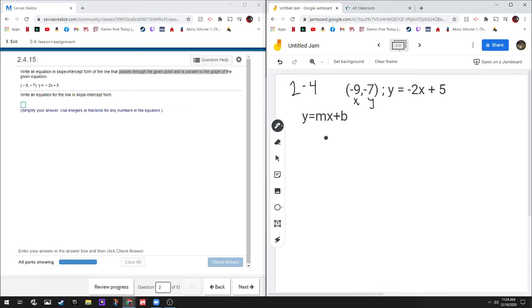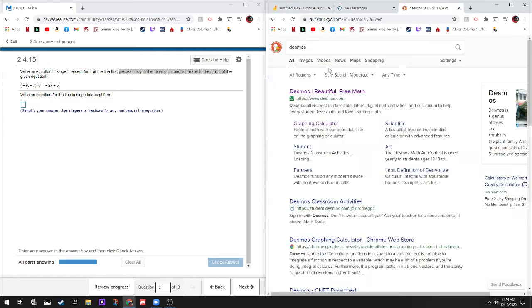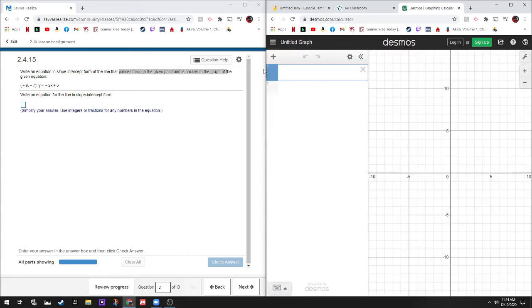So x is -9. We still don't know m, and -7 is y, and we still don't know b. But here's the other thing we do know. It says it's parallel to y equals -2x plus 5. Well, let's just examine really quick. How do I graph a line parallel to it?